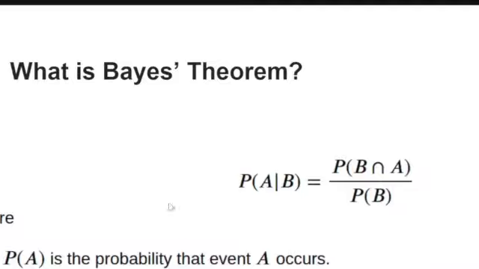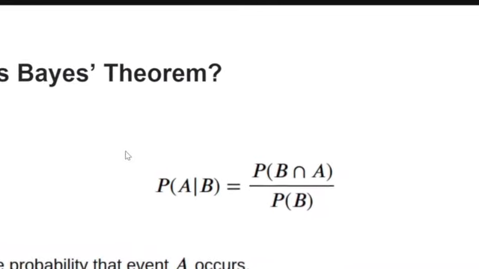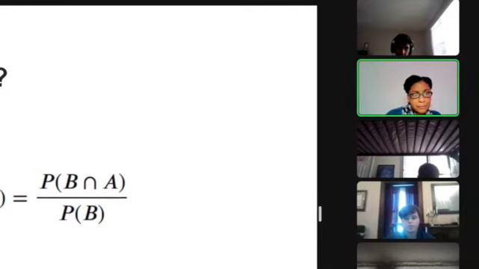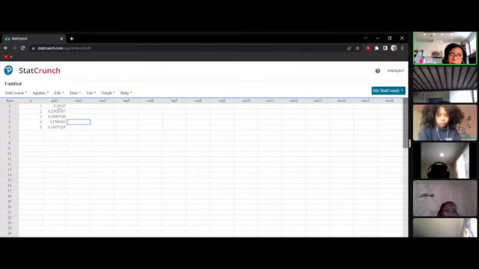All right, so our Bayes theorem, which we want to talk about, is essentially the conditional probability. Like round it, so maybe to two decimal places. Does that make sense?